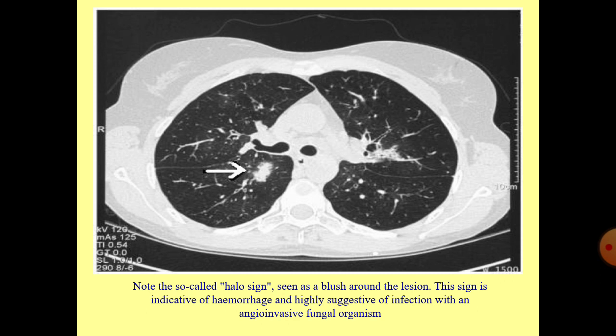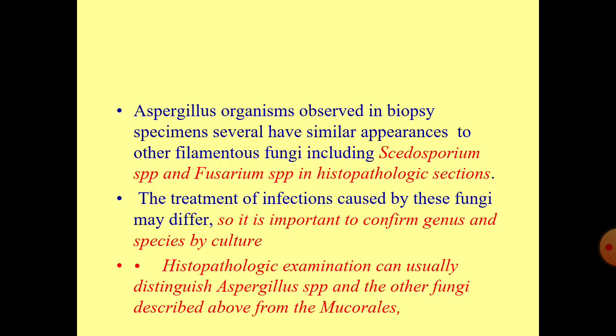in addition to, as we said, the presence of risk factors, in addition to the presence of positive sputum, I can say this is most certainly aspergillosis. Aspergillus organisms observed in biopsy specimens have an appearance similar to other filamentous fungal infections like Scedosporium or Fusarium in the histopathology. So in the histopathology alone, you cannot discriminate between these different types of filamentous fungal infection. So we need culture to say this is Aspergillus or Scedosporium or Fusarium.